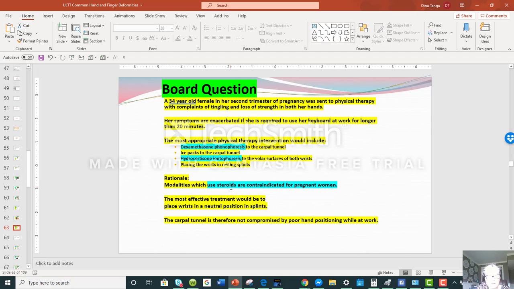modalities which use steroids are contraindicated for pregnant women. The most effective treatment would be to place the wrist in a neutral position in splints. Carpal tunnel is therefore not compromised by poor hand positioning while at work.